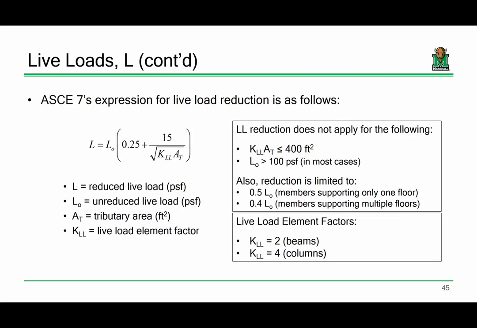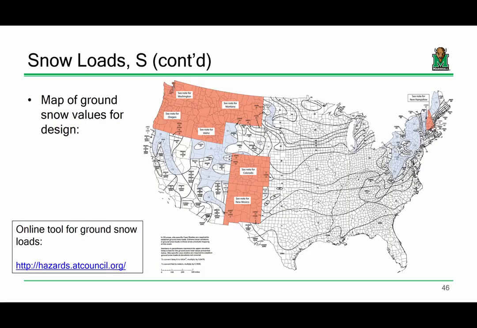And then live load element factors, for our purposes, are pretty basic lookups: just 2 for beams and 4 for columns. The third primary gravity load that we need to consider is snow. Snow is a pretty easy, straightforward lookup.